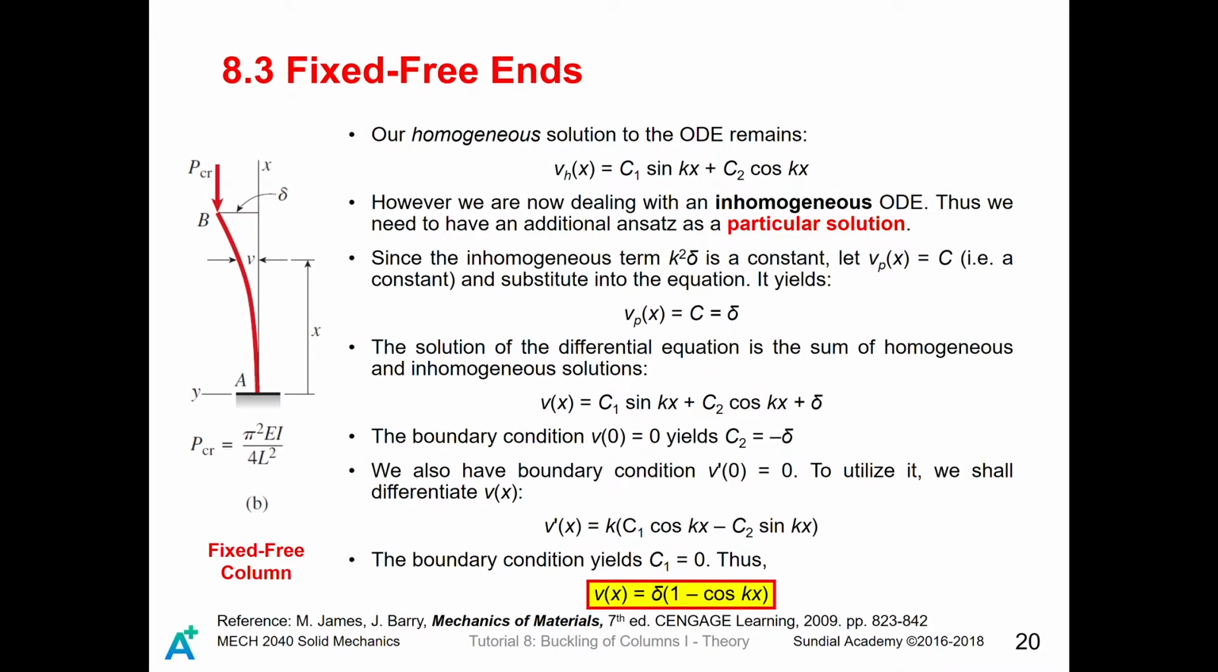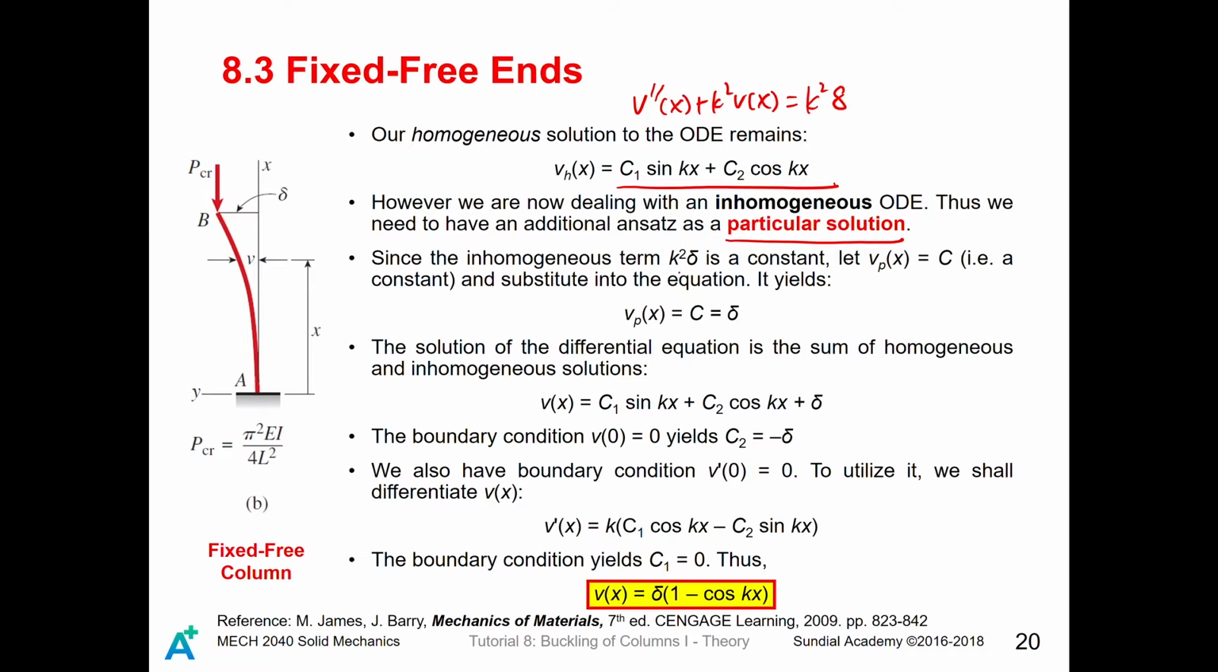So just now, by assuming that v double prime x plus k squared v equals 0, you get a solution which is something like c1 sine kx plus c2 cosine kx. So it is called the homogeneous solution. But now you are dealing with an inhomogeneous ODE, that is, you still have k squared delta on the right hand side. So what you need to do is to get a particular solution for this ODE.